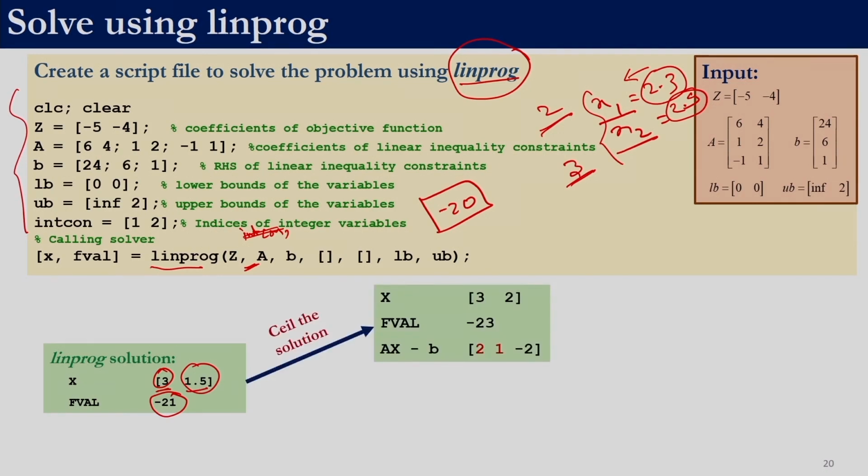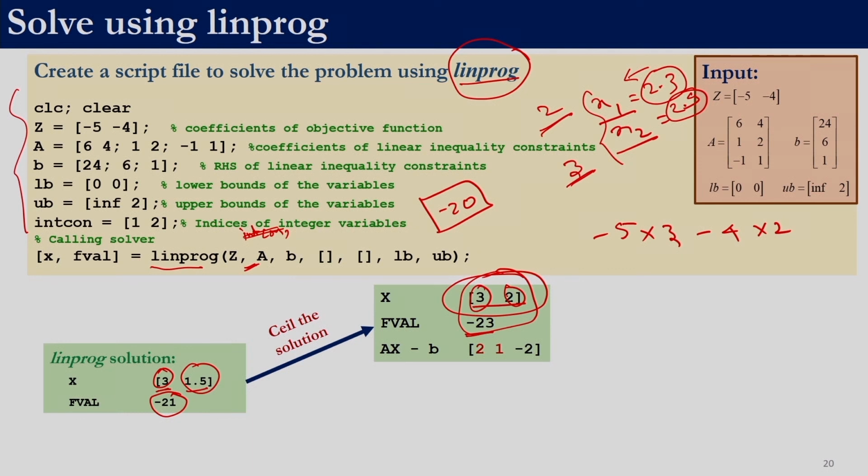Let us say we decide to ceil this solution, 3 and 1.5. If we ceil this solution, we will get 3 and 2, and the objective function value corresponding to it would be minus 5 into 3 minus 4 into 2. If you work this out, it will come out to minus 23. So by ceiling we get a better solution, but the question is, is this solution a feasible solution? Does it satisfy all the constraints?